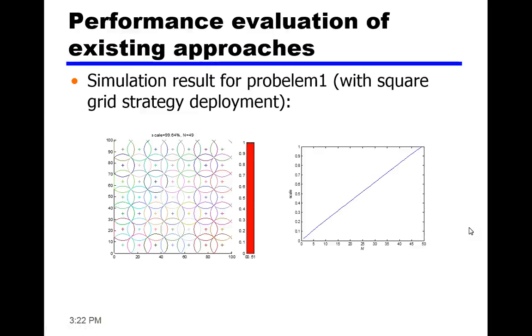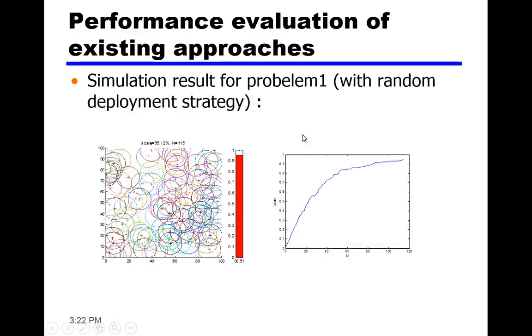Here is the simulation result for problem 1. It is deployed by the grid strategy deployment. All the details will be shown in my demo later. To compare, I also made another program for a random deployment strategy. You can see the contrast in performance.